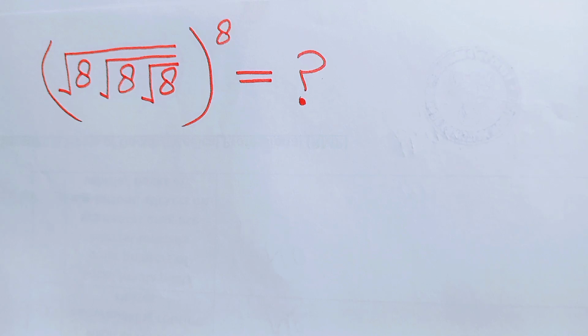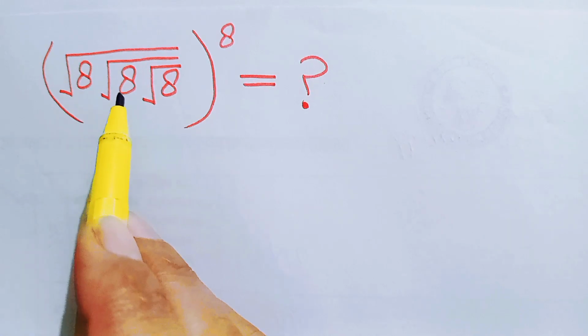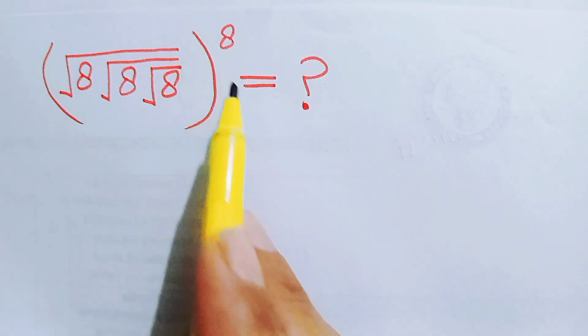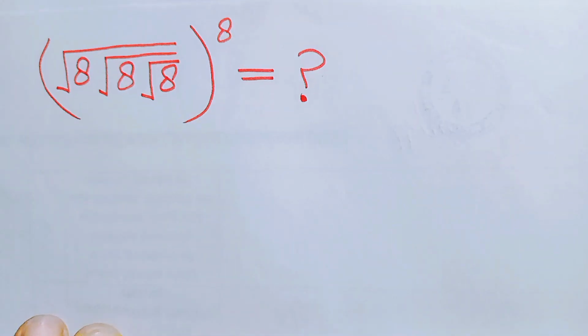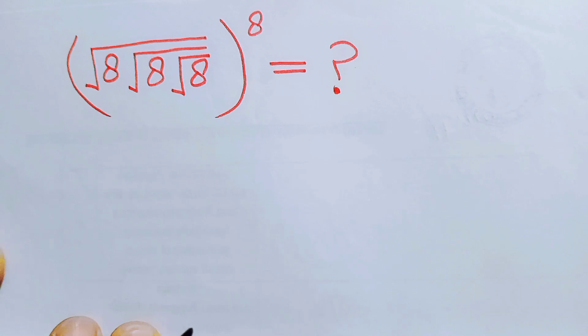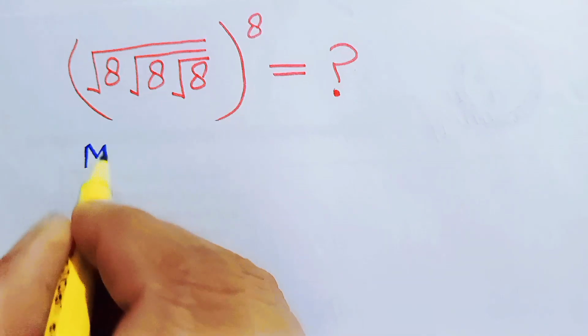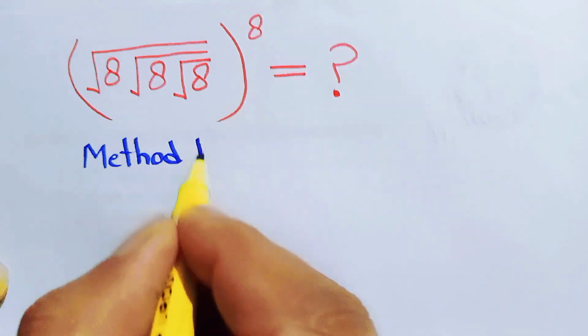In this video we are going to solve a nice algebraic problem. We have to solve the square root of 8, square root of 8, square root of 8, and the whole thing to the power of 8, is equal to what? We solve these square root problems with method 1.